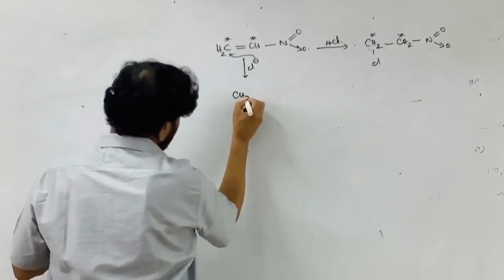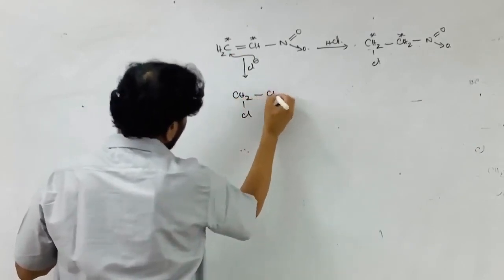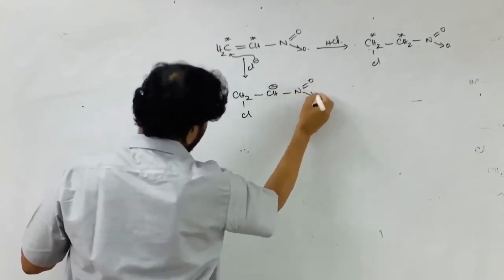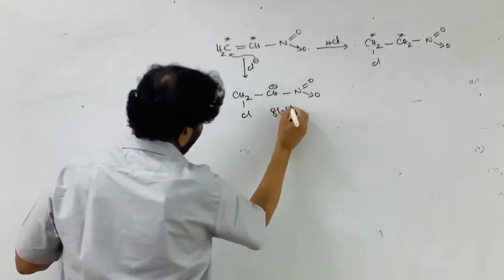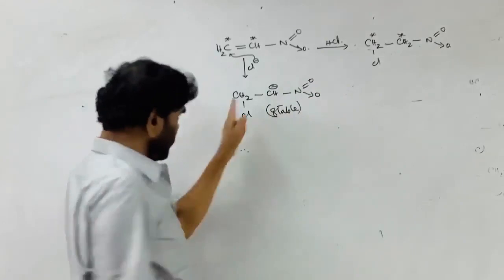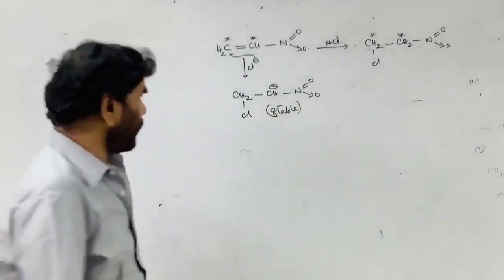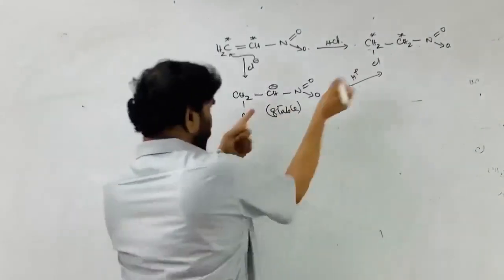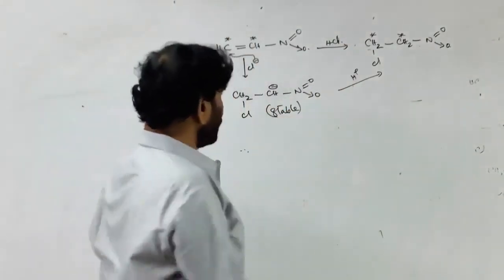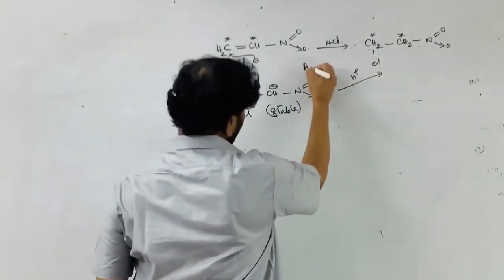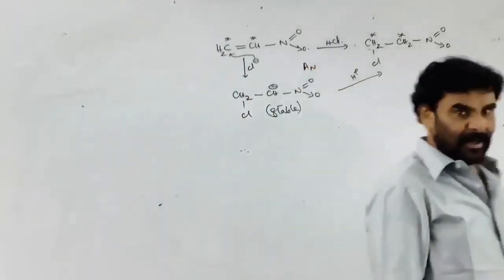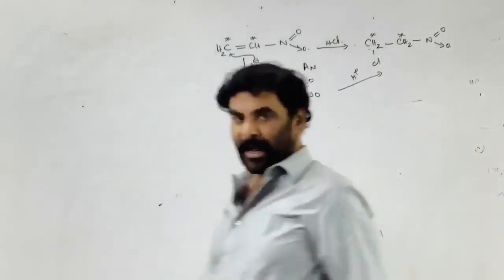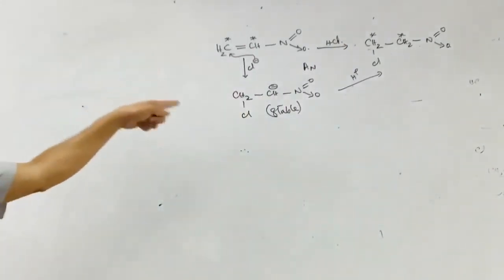So this is CH2Cl. Now the intermediate stability is important. This intermediate is stable due to resonance with the nitro group. Now this is the H plus ion. Therefore, this overall addition is called nucleophilic addition, which is against the Markovnikov rule.